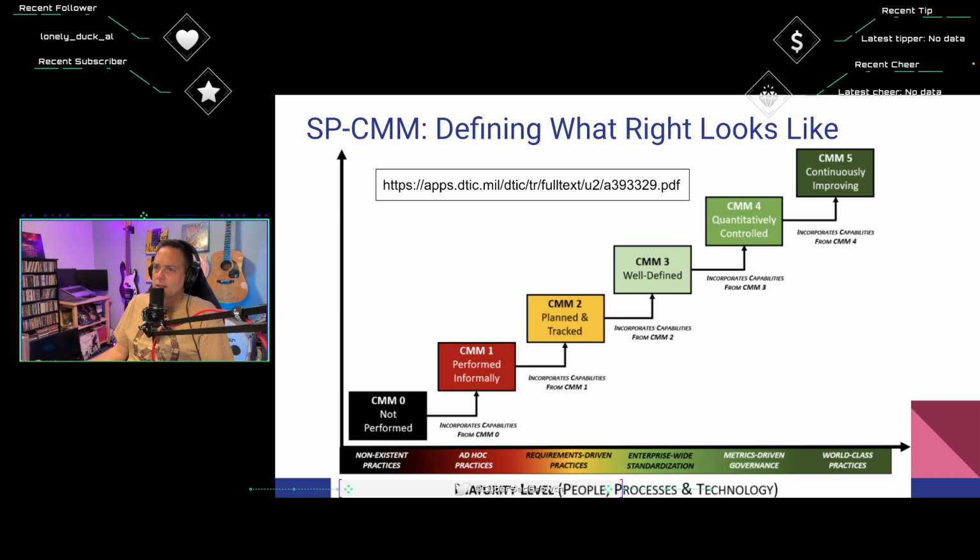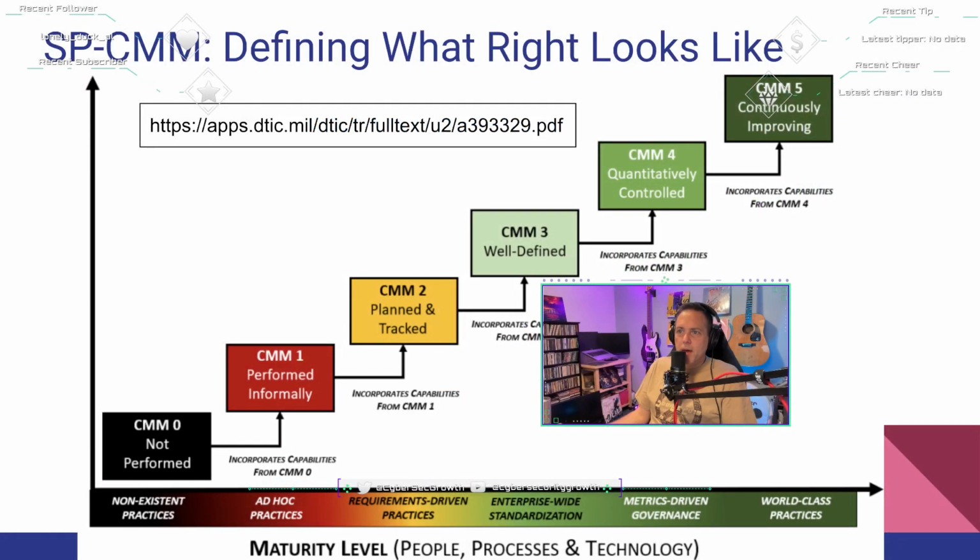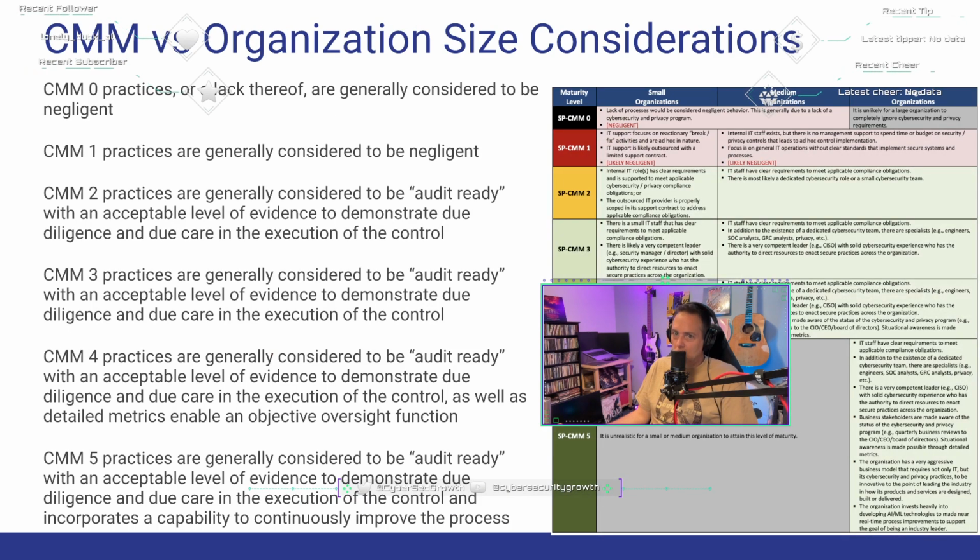Okay, the 6 SPCMM levels are CMM 0, not performed. CMM 1, performed informally. CMM 2, planned and tracked. CMM 3, well-defined. CMM 4, quantitatively controlled. And CMM 5, continuously improving. Let's learn a little bit more about these things. Another wall of words for us here. Hopefully there's something interesting for everybody here.